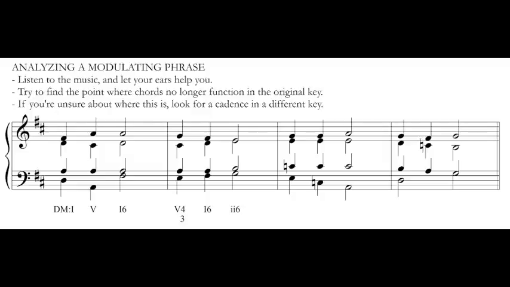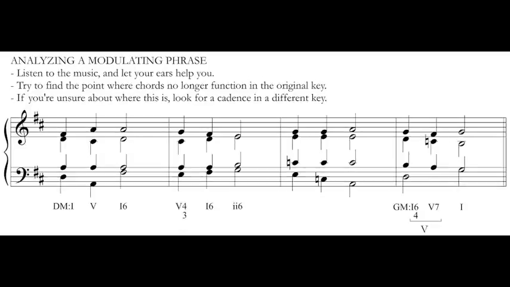If you're unsure about where chords no longer function in the original key, because sometimes it's not as clear as it is here with this C major triad that shows up, another thing we might do is look for a cadence in a different key. Strong harmonic motion, a 5-1 in another key. And we do have that in this example. We have that at the end of the example.